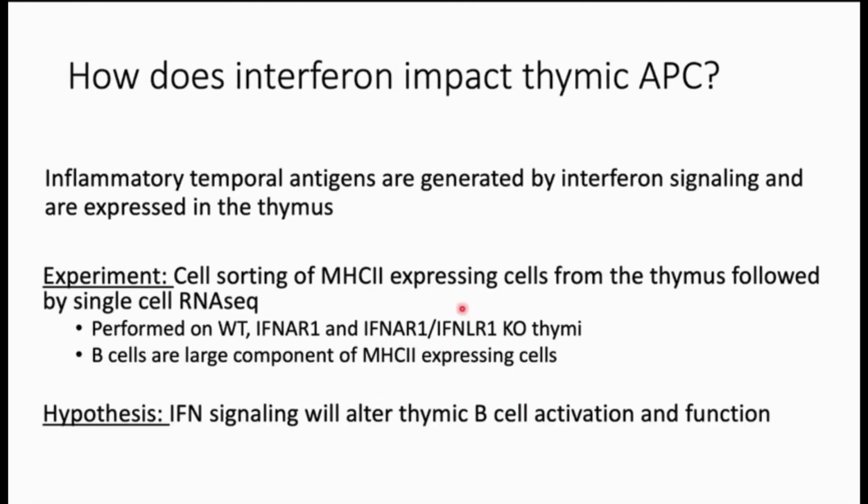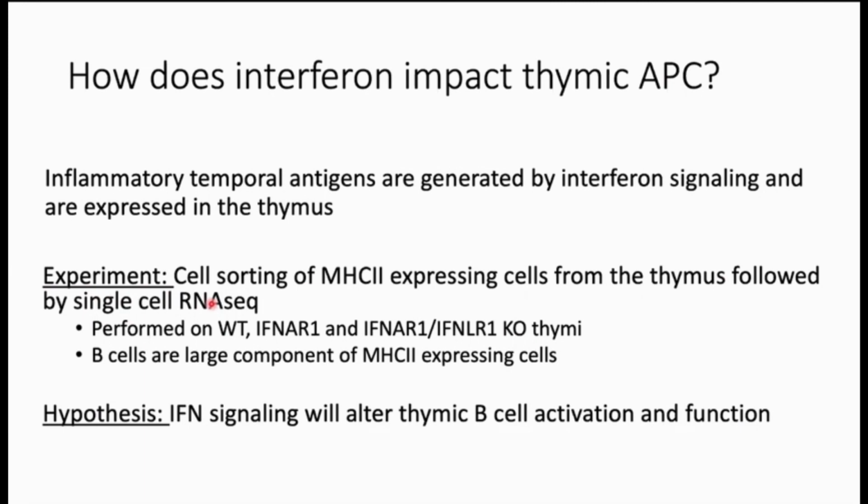And so seeing these data led us to the question: how does interferon impact thymic antigen-presenting cells? Inflammatory tissue-restricted antigens are generated by interferon signaling and are expressed in the thymus. So this potentially could be a way that tissue-restricted self-antigens are being regulated. So we decided to look at the whole thymic environment. What we did was cell sorting of MHC class 2 expressing cells from the thymus, followed by single cell RNA-seq to look at the transcriptional profile.